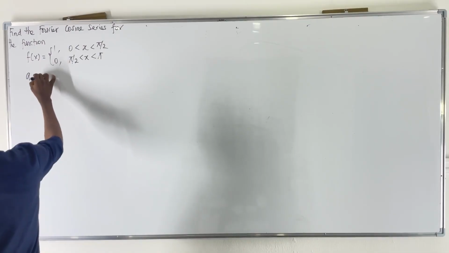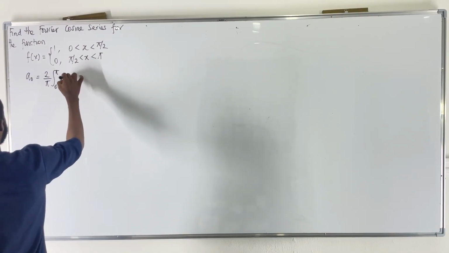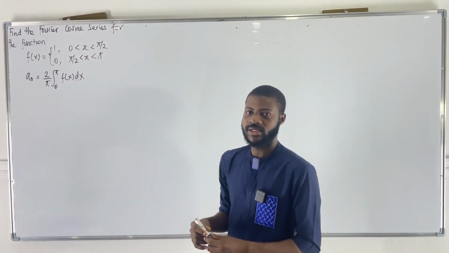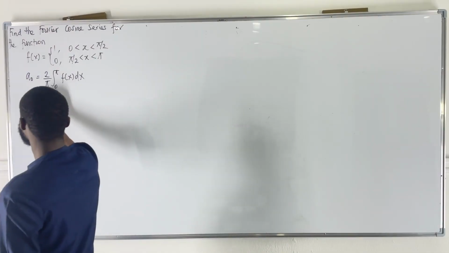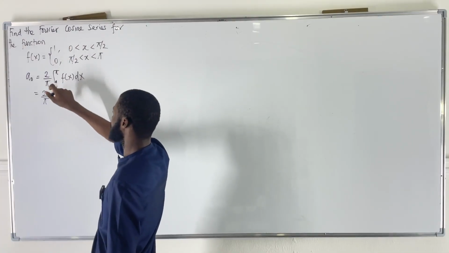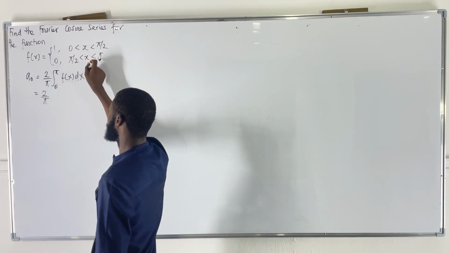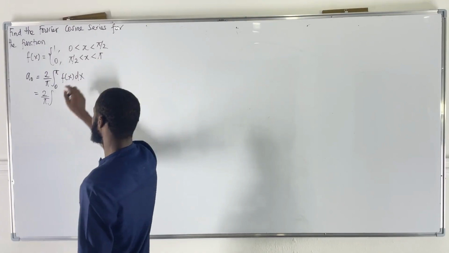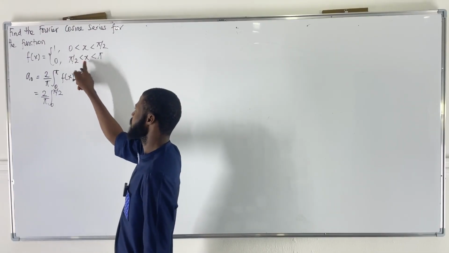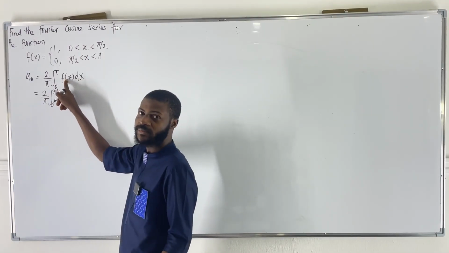So a naught will be 2 over pi integral from 0 to pi of f of x dx. That's our a naught. Now you notice that we're going to be breaking our integral down because from 0 to pi, we have 0 to pi over 2 and pi over 2 to pi. But I'm going to be skipping the pi over 2 to pi because the function is 0. Even if I say integral of 0, that would be a waste of time.